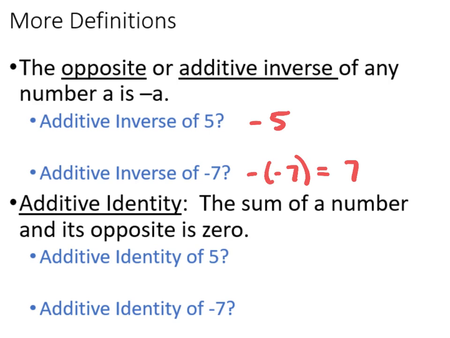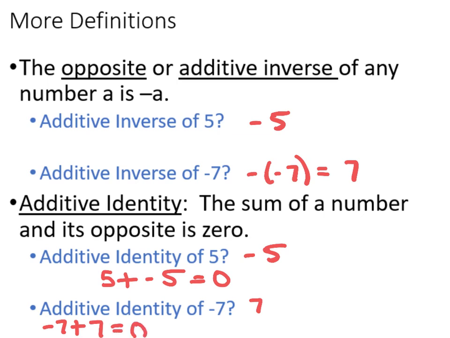The additive identity is the sum of any number and its opposite is equal to 0. So the additive identity of 5 would be negative 5, because if we did 5 plus negative 5, it would equal 0. The additive identity of negative 7 would be positive 7, because negative 7 plus 7 would equal 0.